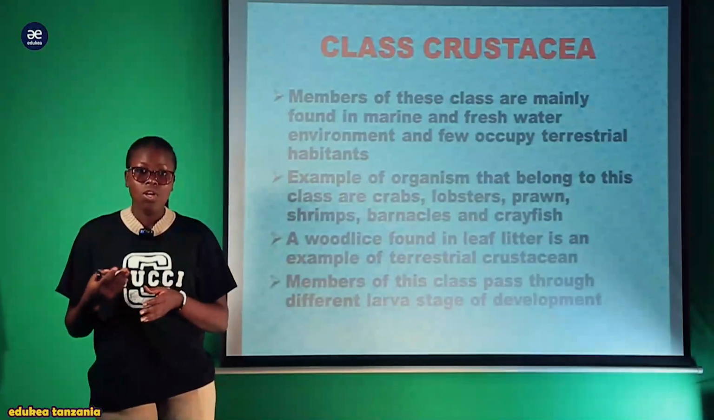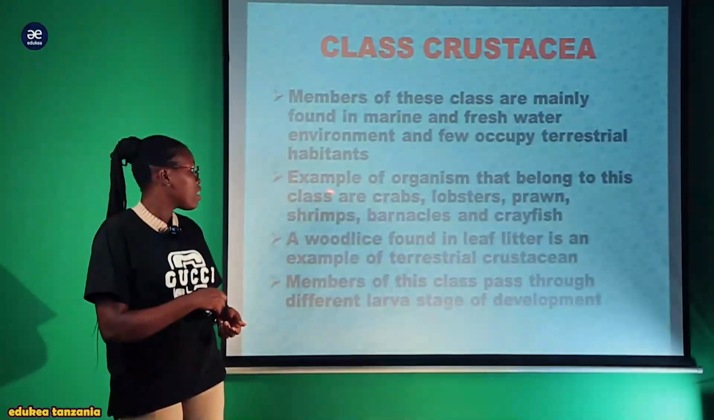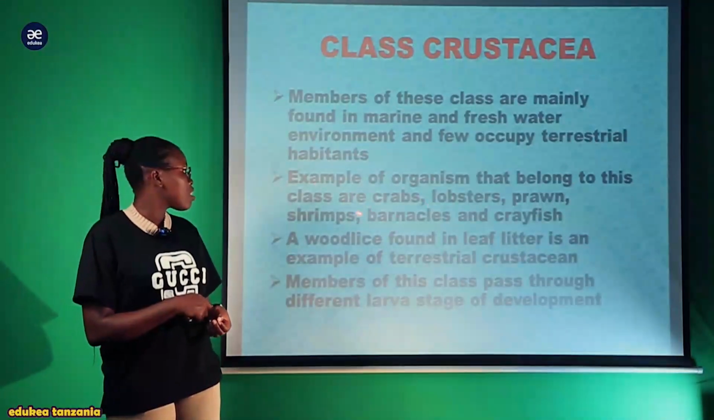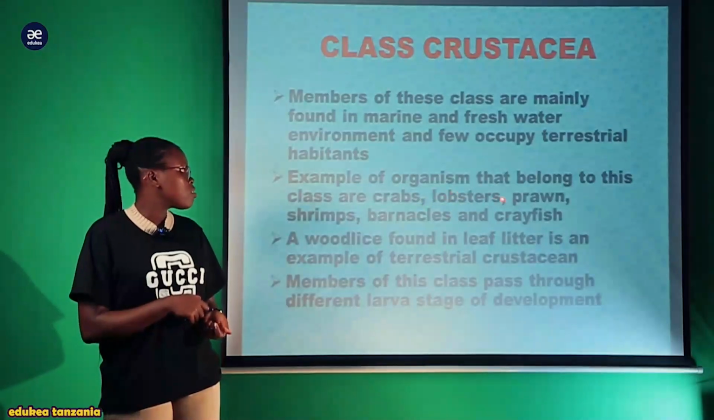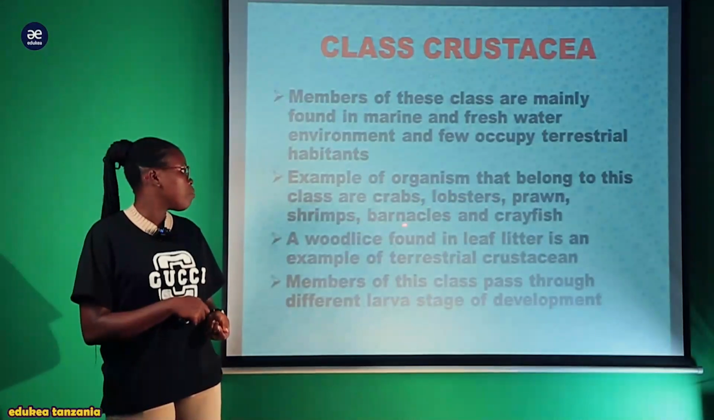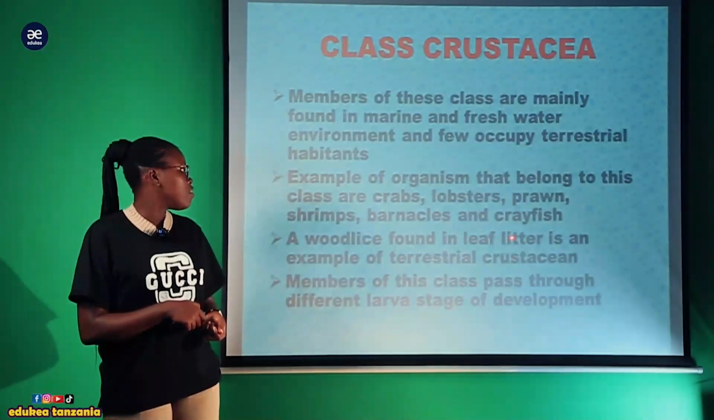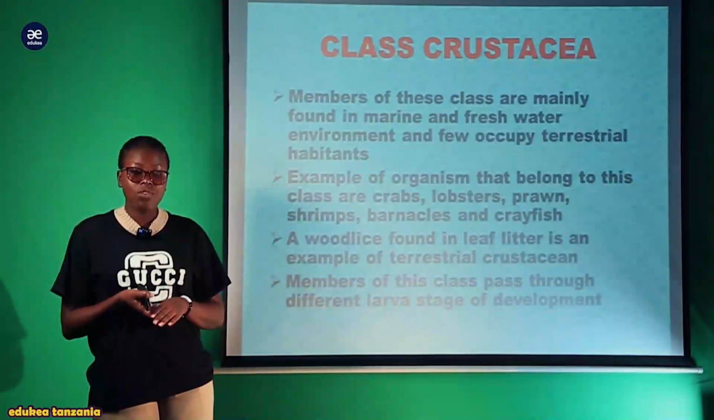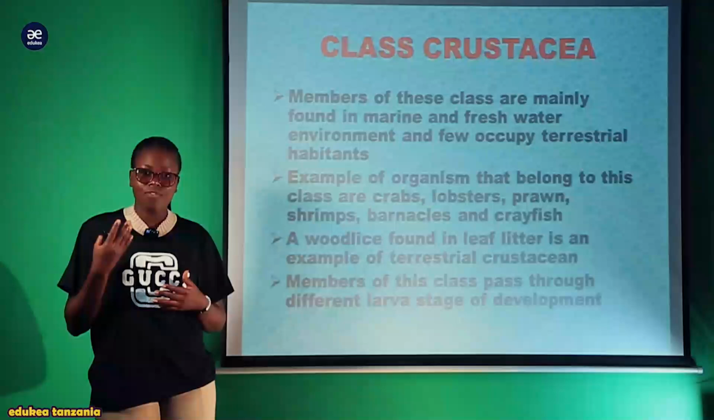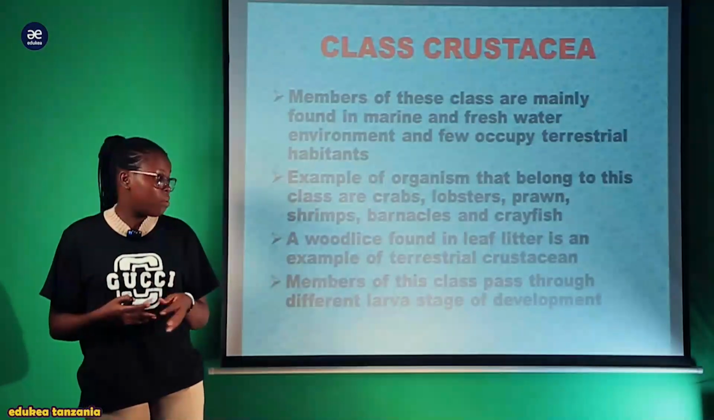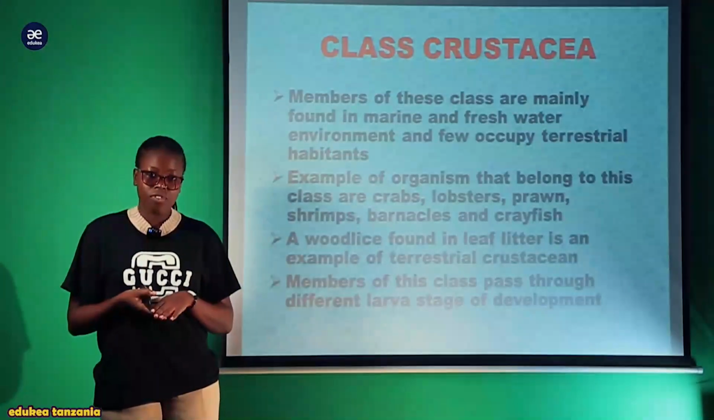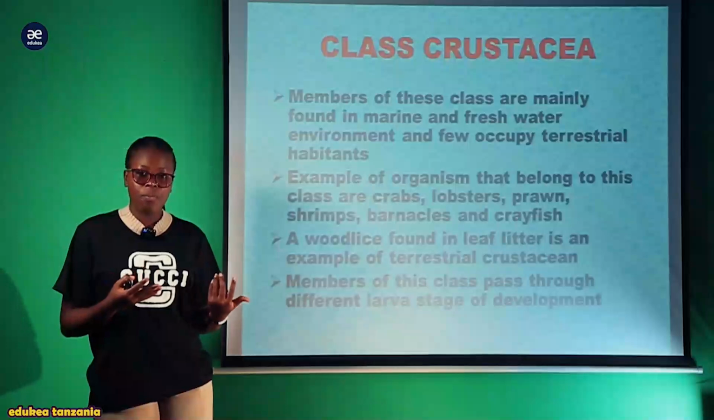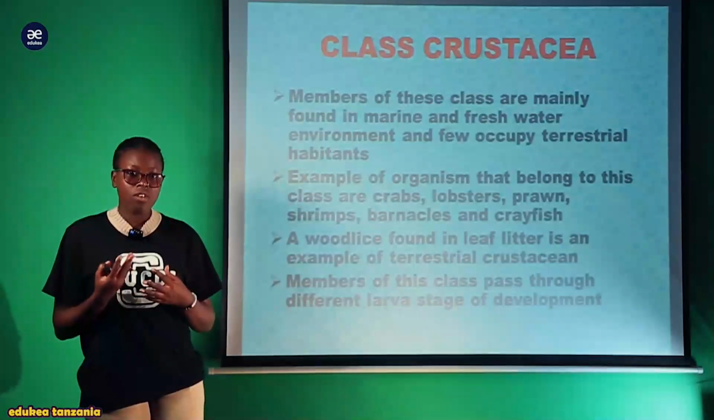Few of them occupy the terrestrial environment. Examples of organisms that belong to this class are crabs, lobsters, prawns, shrimp, barnacles, and crayfish. These are just a few of them. There are many, but these are just examples of members found within this class.